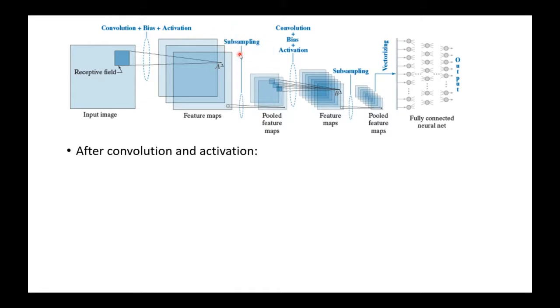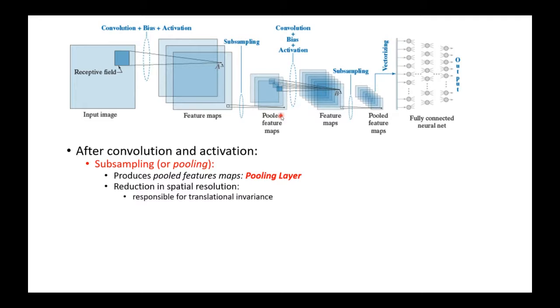Subsampling, or pooling, as you're also going to see it called, reduces the dimensionality of the data. It's also called a pooling layer, where the image becomes an image of lower dimensionality, a reduction of spatial resolution. They say in the literature that it's responsible for translational invariance. But I do think that the main reason for having this pooling layer is to reduce the volume of data.